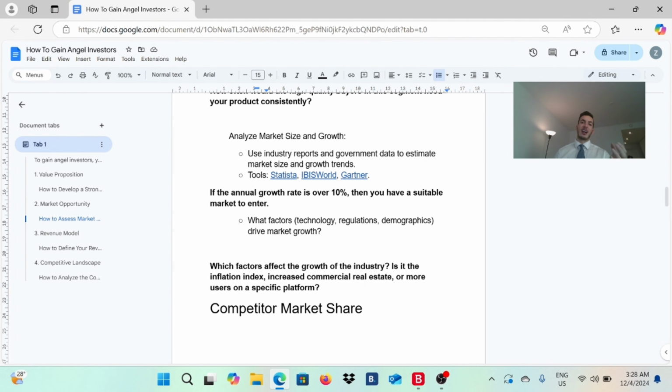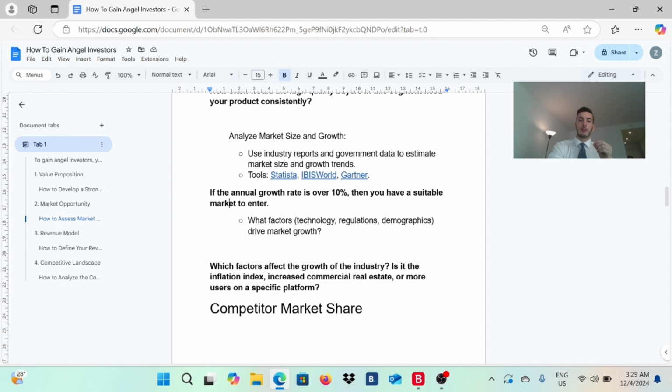Then from there, you need to analyze the market size and the growth. As I told you, use industry reports and government data to estimate market size and growth trends. You have these tools right here. That's my rule for any market that I or any of my clients are looking to enter, and we keep to it all the time. If the annual growth rate is over 10%, then you have a suitable market to enter. Less than 10%, I am out. Over 10%, I am in.